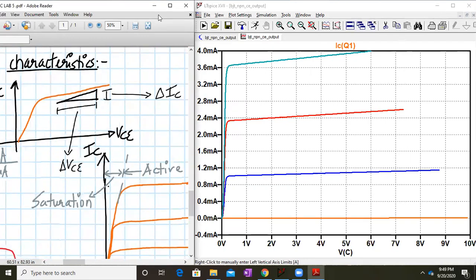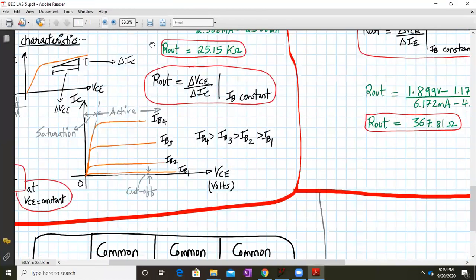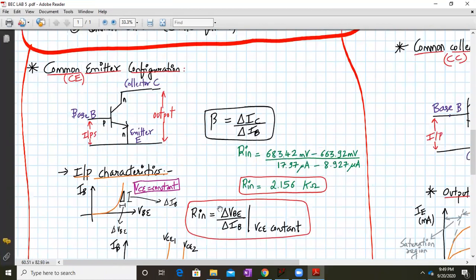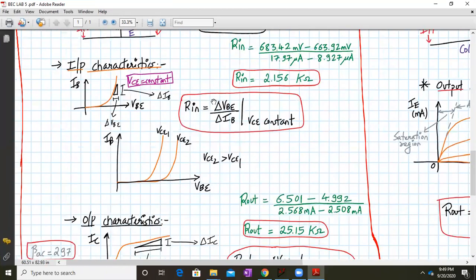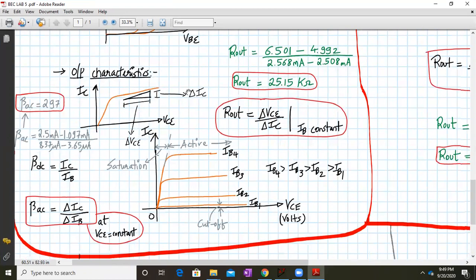So now I think that's it for the common emitter configuration. Let us revise. From the input characteristics, we can get the value of input impedance, and from the output characteristics, we can get to know three things: the operating region of the transistor, the current gain beta, and the output impedance, that is R out, the output resistance.